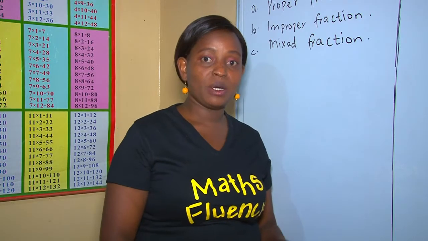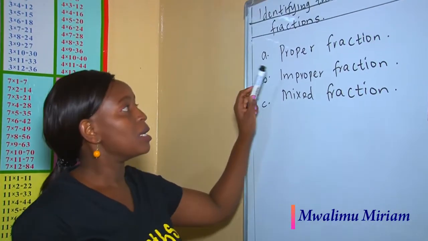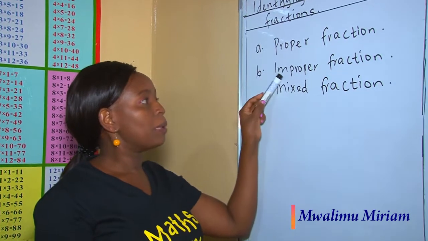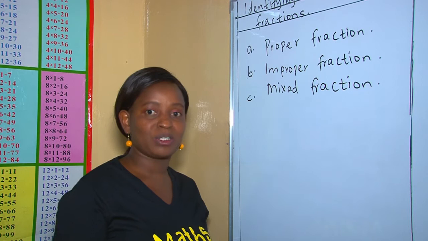And as you can see, our summary is here. We have three types of fractions, that is proper fraction, improper fraction, and mixed fraction. Let's begin with proper fraction.